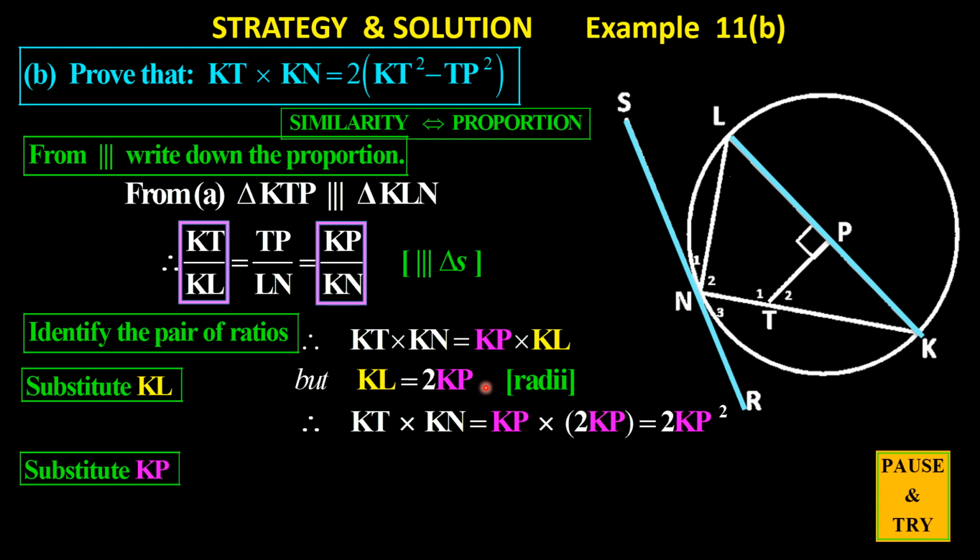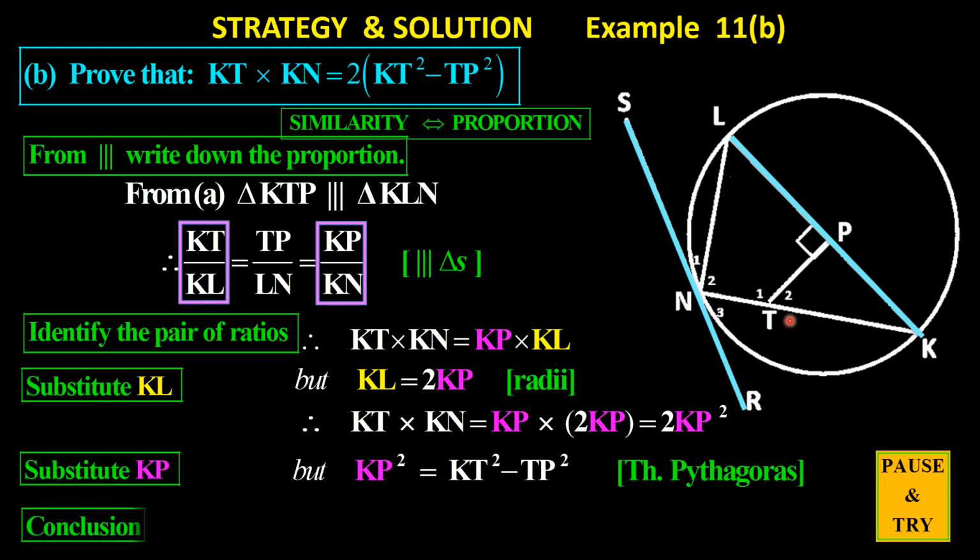And if I look at KP, it is in a right angle triangle. So I can apply the theorem of Pythagoras there. So KP squared, using the theorem of Pythagoras, is KT squared minus PT squared. And now I can substitute the KP squared there. So instead of KP squared, I write down the expression, and if we look now, that's exactly what we want to prove.